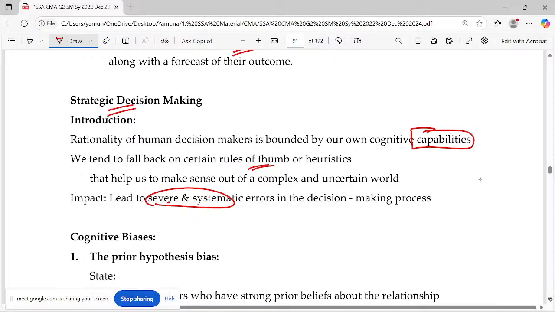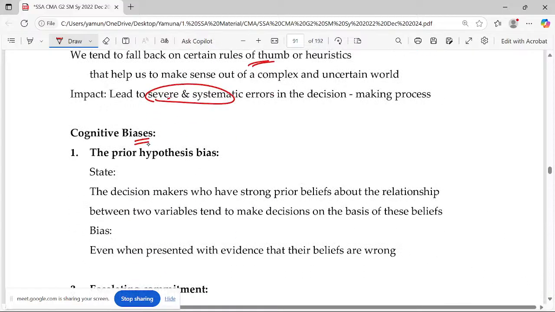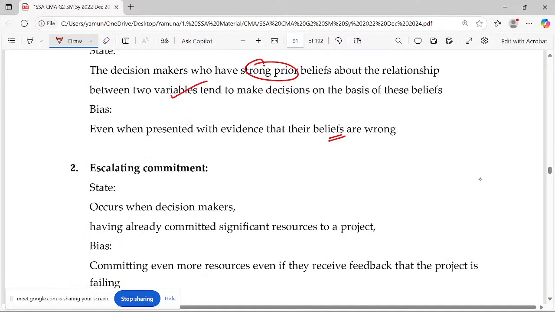Cognitive biases. What type of error? Prior hypothesis error. You have a strong prior belief that the things you're going to discuss will happen, will make it. But sometimes your beliefs may be wrong. It's a hypothesis only, not the proven one. It may or may not be. For me, I may be having a different angle, and for you it may be a different angle, so it may not work out correctly. Then variable definition, and escalating commitment.